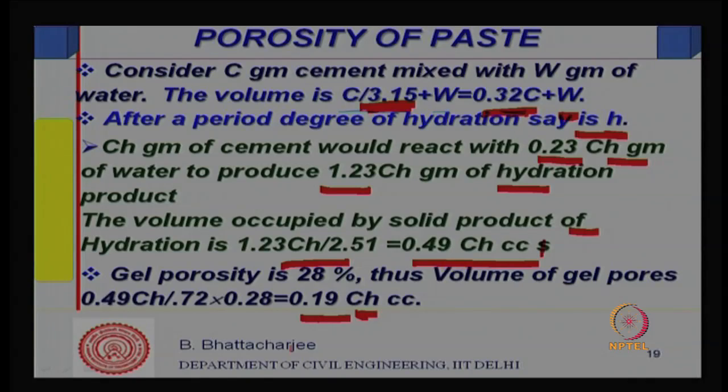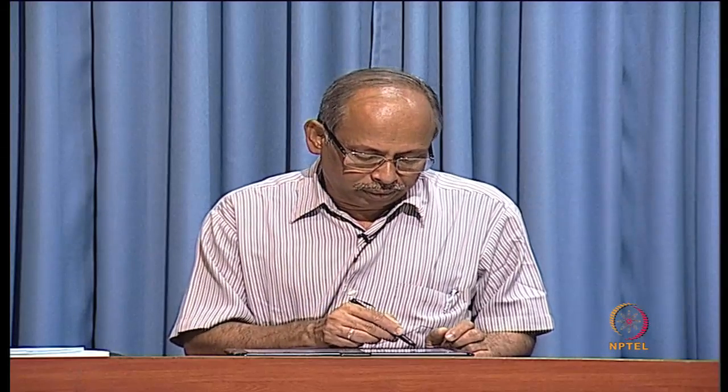If I take C grams of cement and H is the degree of hydration, then Ch grams of cement will react, and everything has to be multiplied by Ch. So, I get 0.49 Ch cc as the volume of solid product of hydration, and 0.19 Ch cc is the gel pores volume. That is how I can calculate the volume of gel pores.